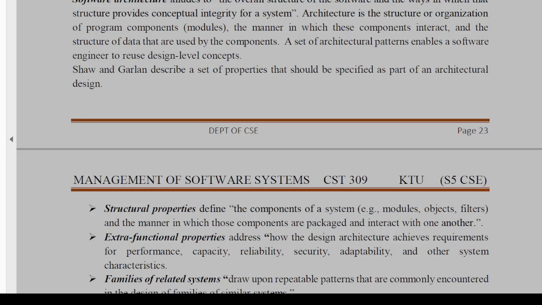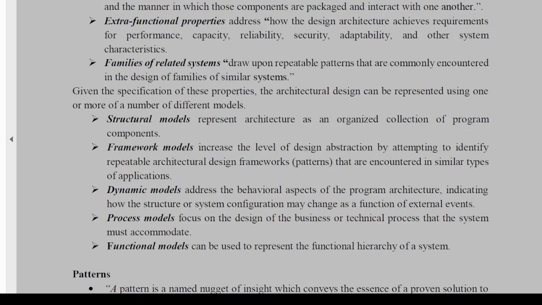The first property is structural properties. It defines the components of a system. For example, modules, objects, filters, and the manner in which those components are packaged and interact with one another. And extra functional properties address how the design architecture achieves requirements for performance, capacity, reliability, security, adaptability, and other system characteristics.